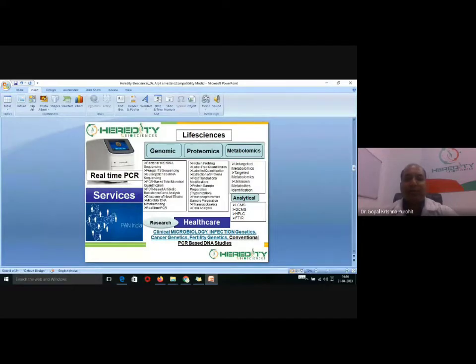From the healthcare point of view, we are focused on research areas like clinical microbiology, infectious disease genetics, cancer genetics, fertility genetics, and conventional PCR-based DNA studies for disease diagnosis in various experiments. So we are focusing not only on Odisha, we are focusing on pan India also.